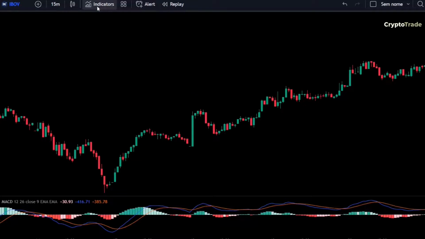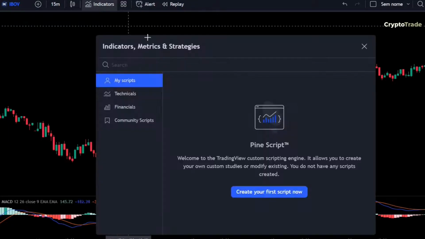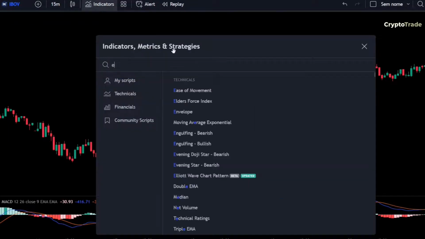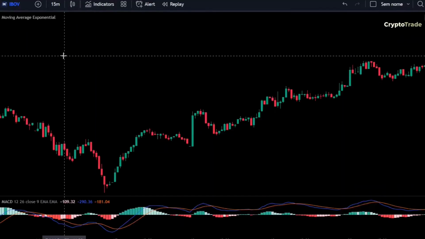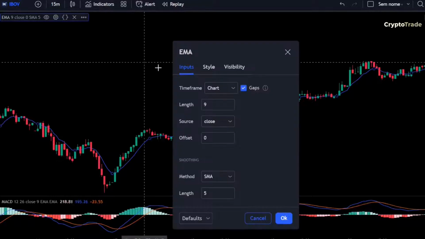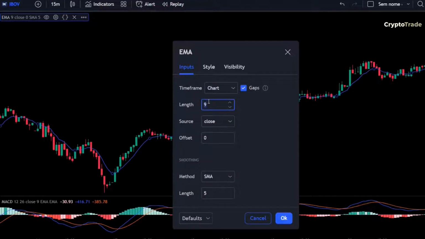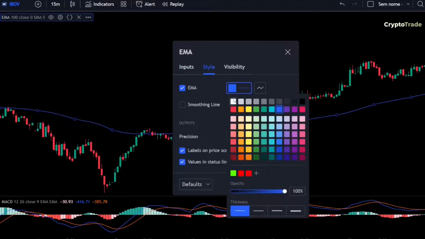To add the second indicator to the chart, open the indicator search bar in TradingView and type EMA. Select the indicator as shown in the video. Click on Settings and in the Inputs tab, change the length to 100. In the Style tab, change the color to white and increase the thickness of the line.